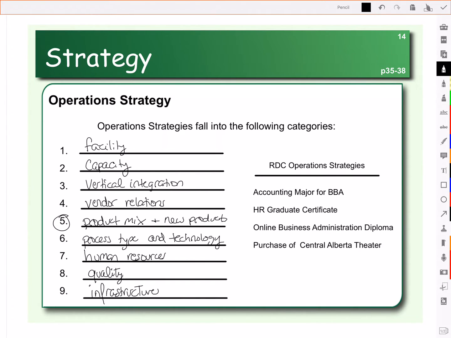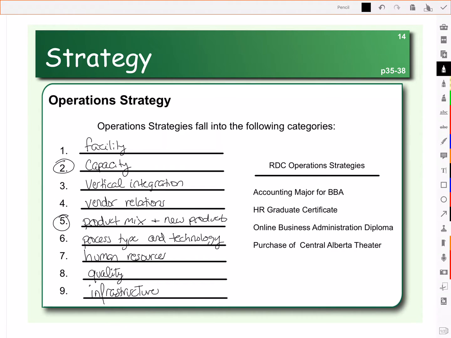Here we're looking again at the product mix. In this case, it's a different product because of the way that our customers can access it. When we bought the theater across the street, then we're looking here at capacity. How do we increase the size of the classroom so we can have more students coming in through our program?